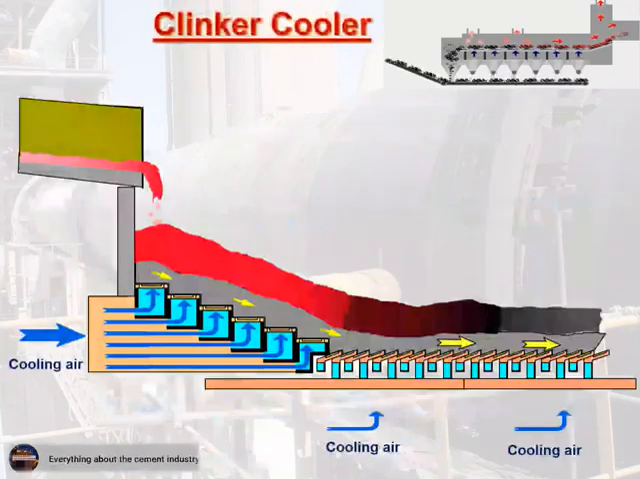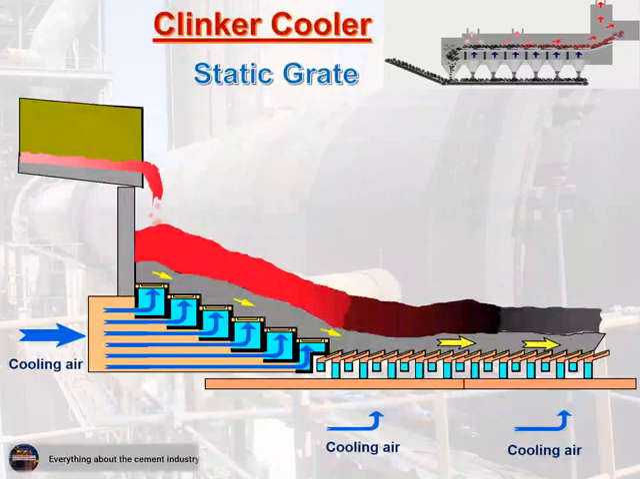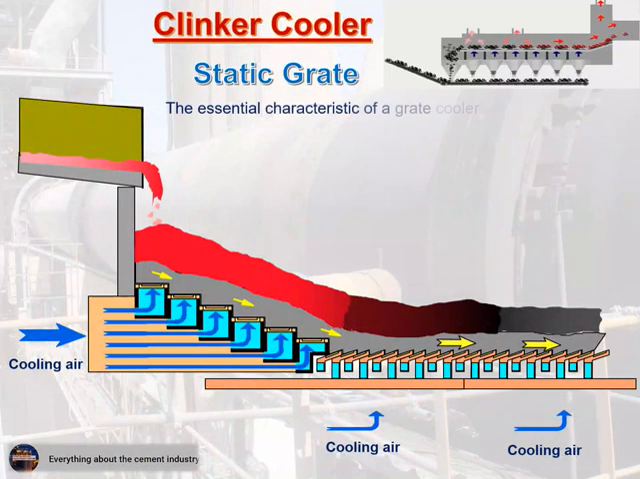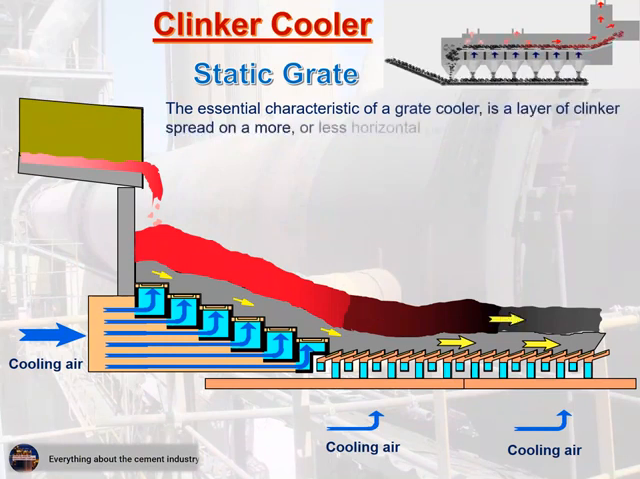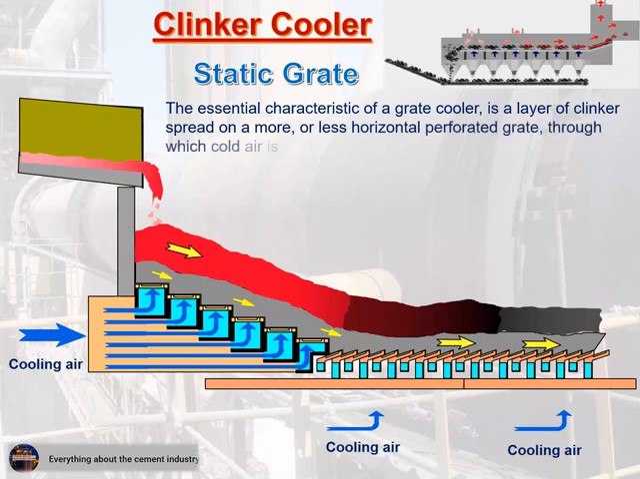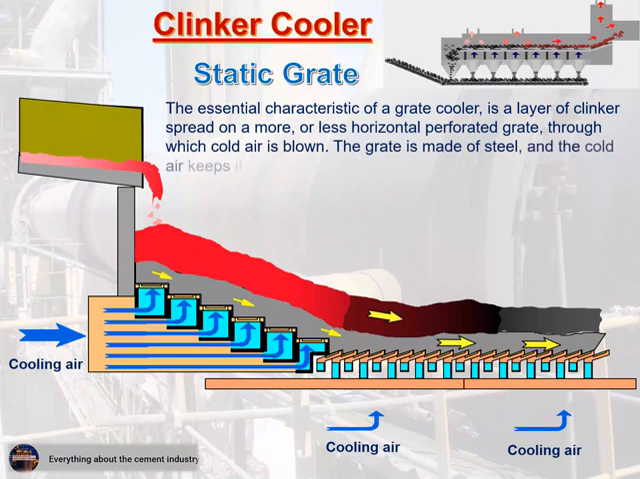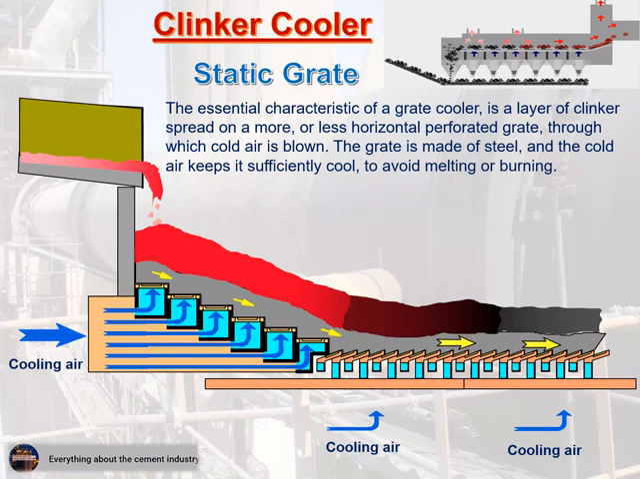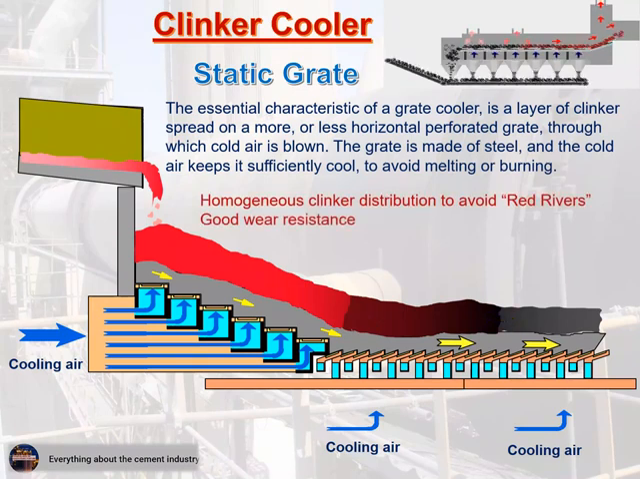Clinker cooler. Static grate or grate cooler. The essential characteristic of a grate cooler is a layer of clinker spread on a more or less horizontal perforated grate, through which cold air is blown. The grate is made of steel, and the cold air keeps it sufficiently cool to avoid melting or burning. One of the most important features of the static grate: homogeneous clinker distribution to avoid red rivers, and good wear resistance.